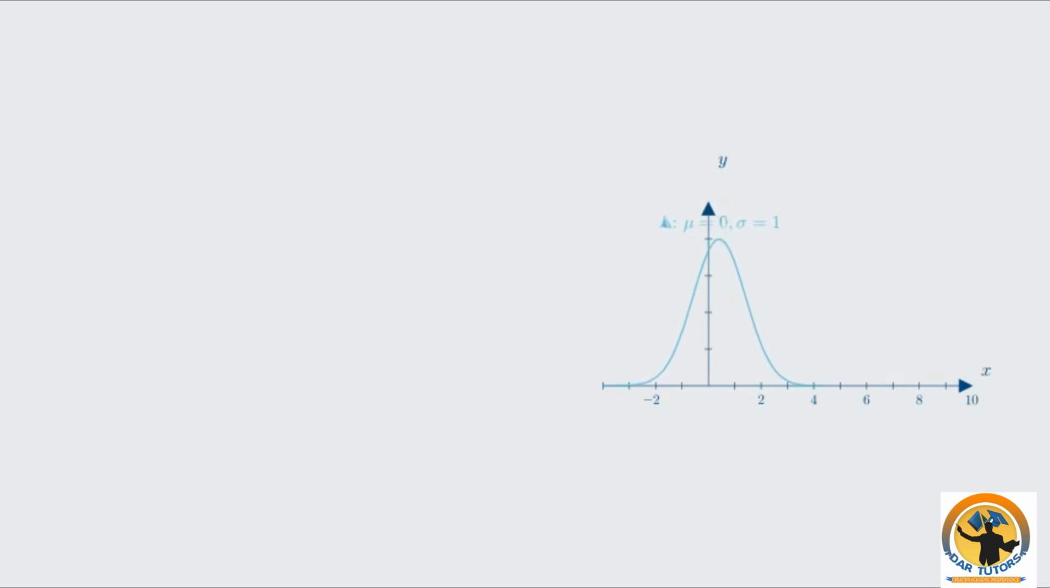The mean, mu, controls the horizontal location. A larger mu shifts the entire curve to the right. The standard deviation, sigma, controls the spread. A smaller sigma results in a taller and narrower curve, indicating the data is more concentrated around the mean. A larger sigma results in a flatter and wider curve, indicating the data is more spread out.